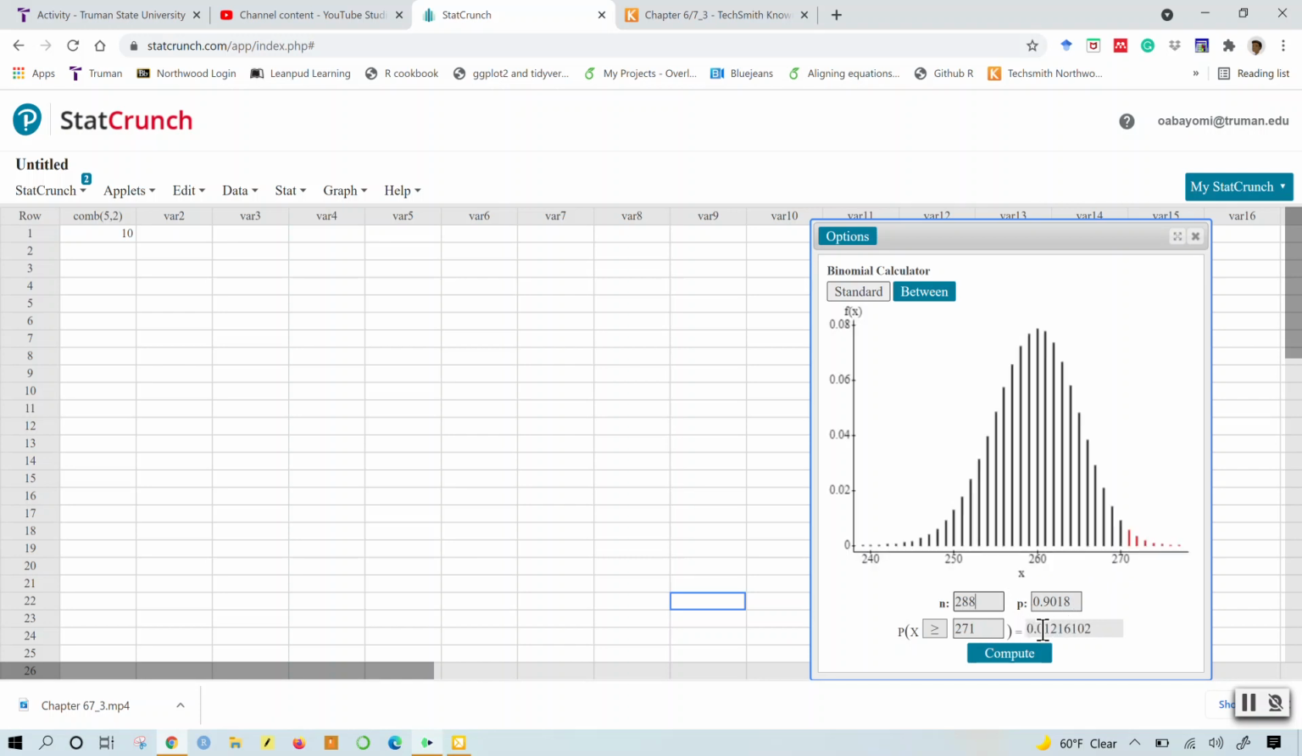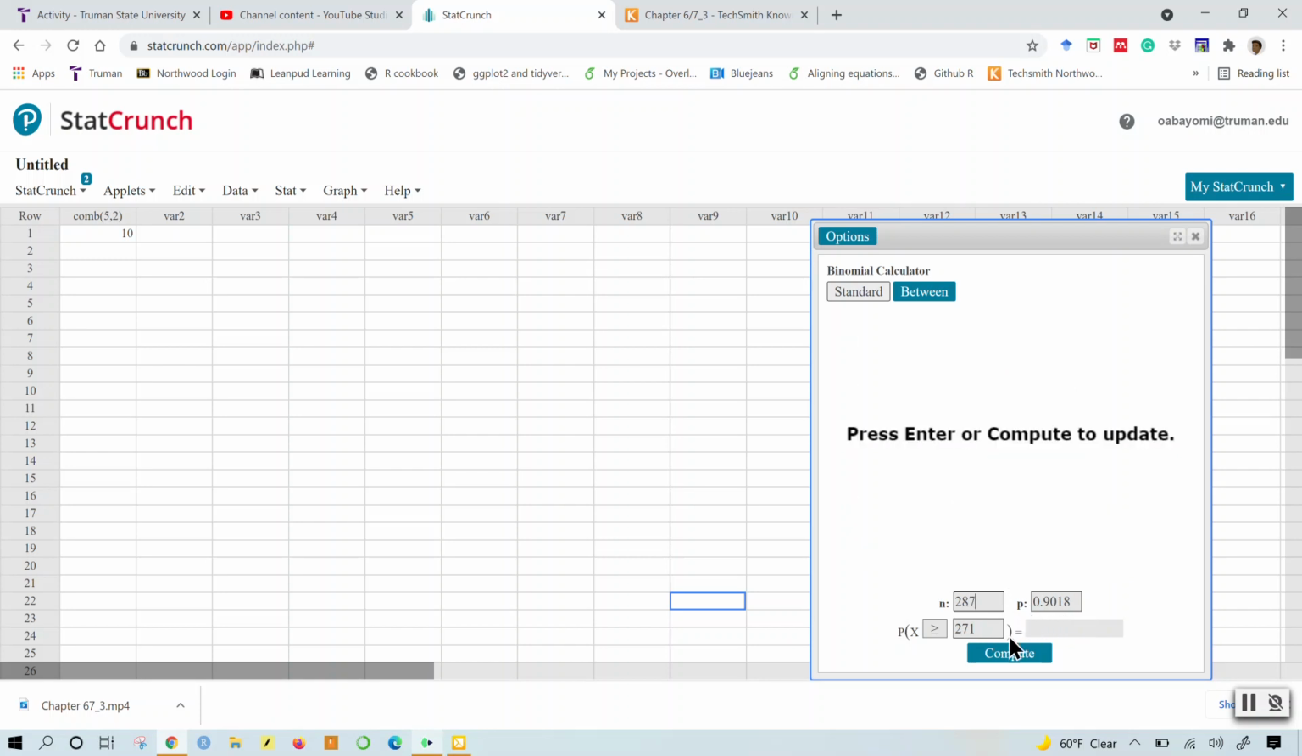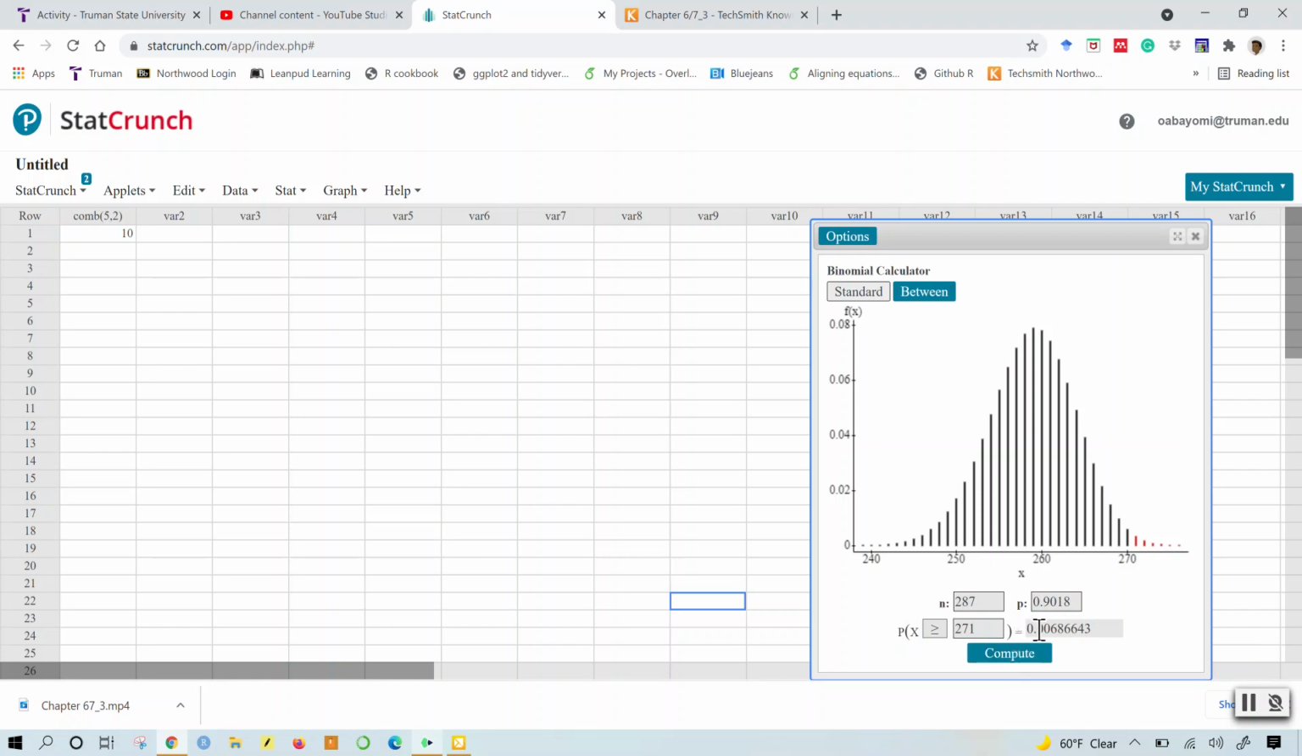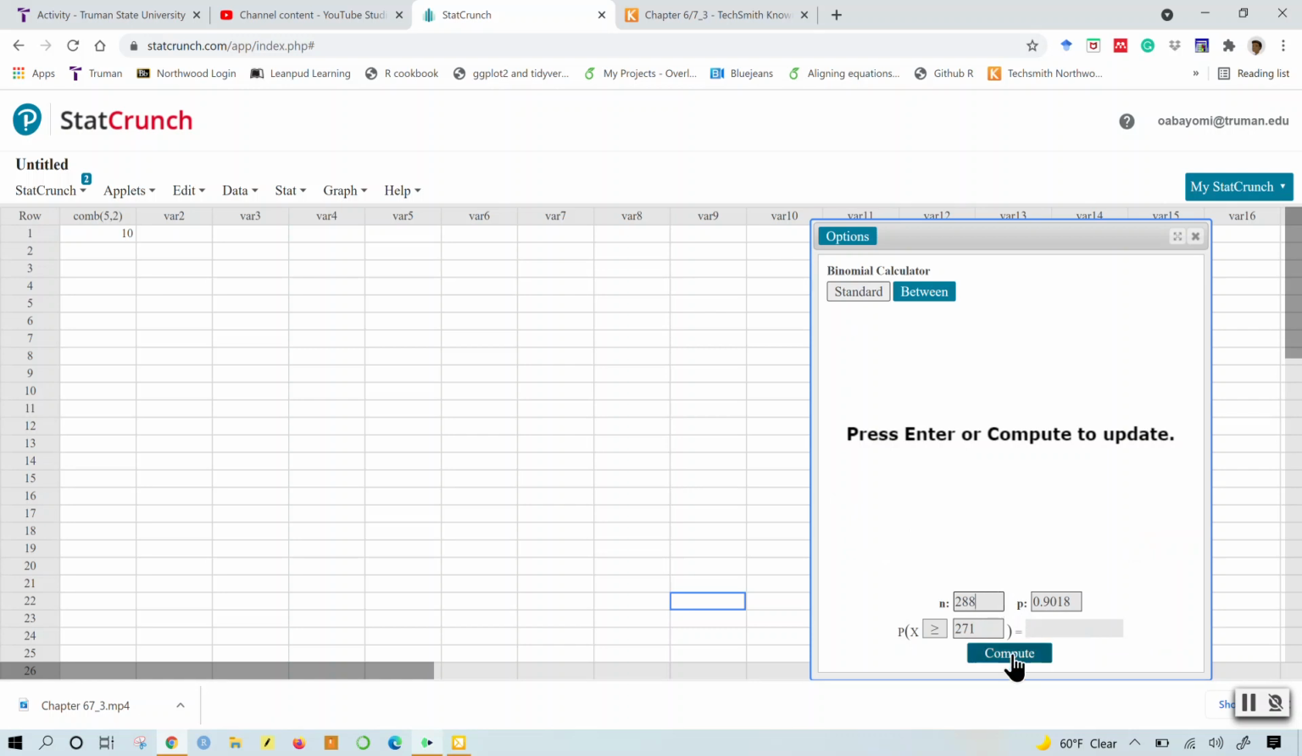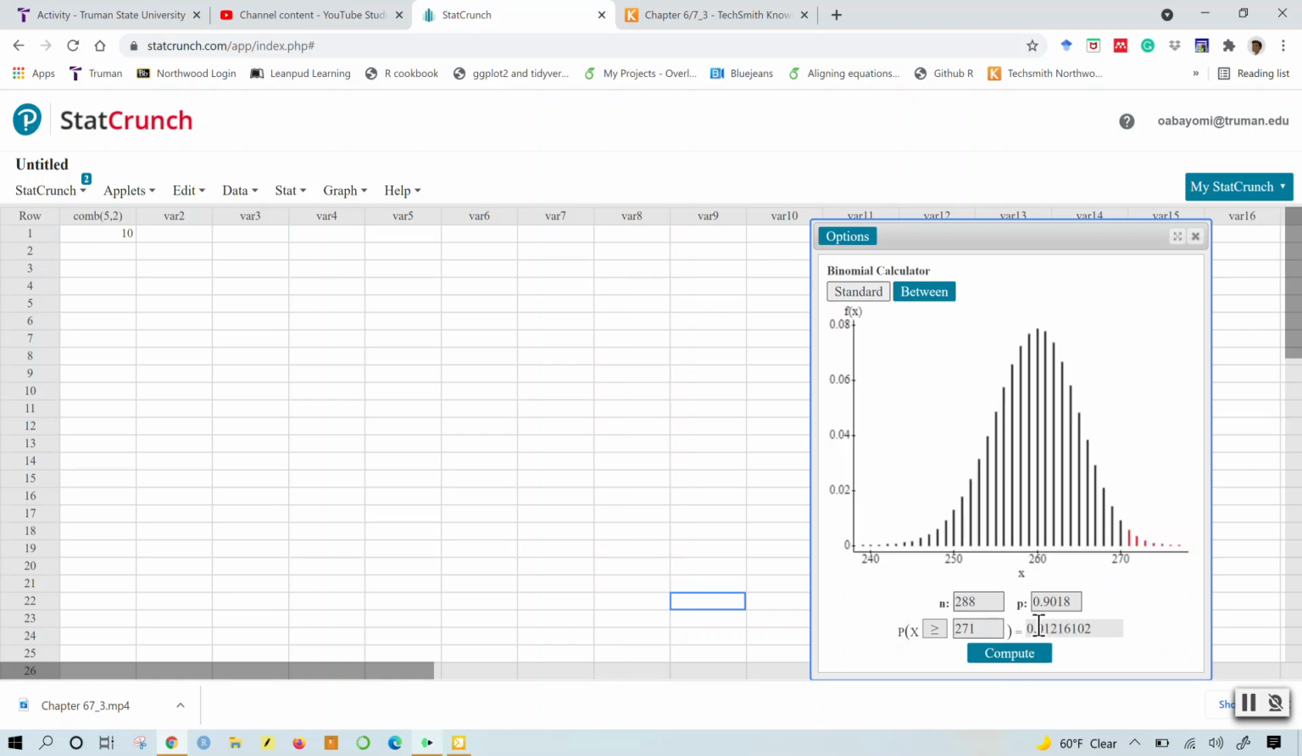And this is 0.012. Take note that when I had 287 here and I computed, this was less than 0.01. But once I changed this to 288, I got a number that is now greater than 0.01, 0.012. Once I get this number, it tells me that I've already crossed my threshold. I don't want it to be greater than 0.01.